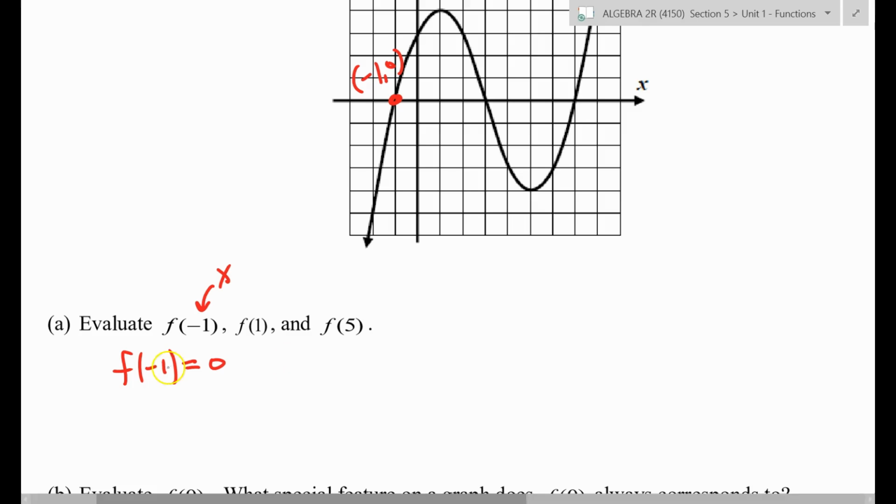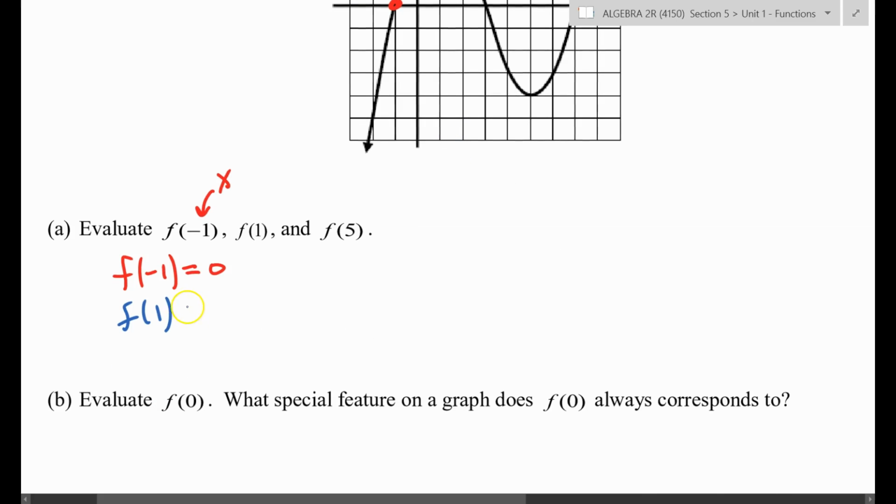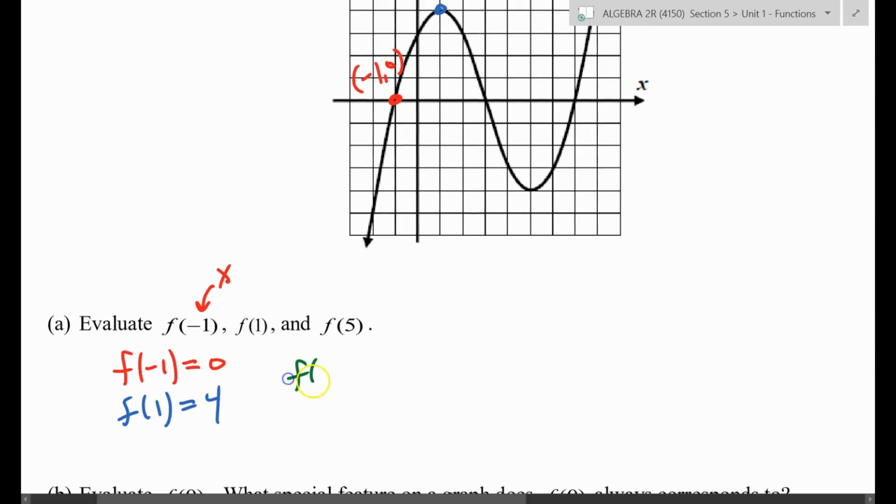Okay, now I want to go to 1. So I'm going to get on my function, and I'm going to go to 1, which is right here, isn't it? That's at 4. So f of 1 is equal to 4. And how about f of 5? Where's that going to bring me? It's going to bring me here to -4. Right? So same type of questions, right? Except now asked with a graph.